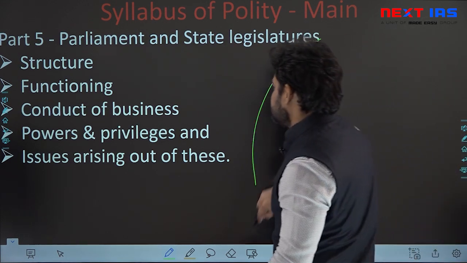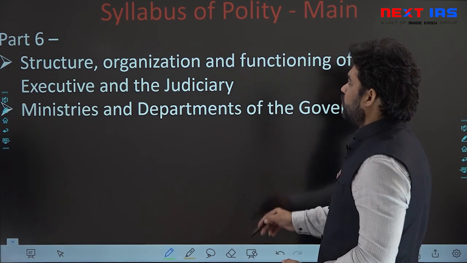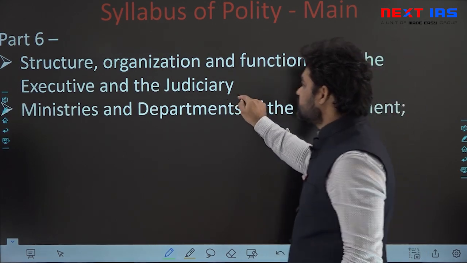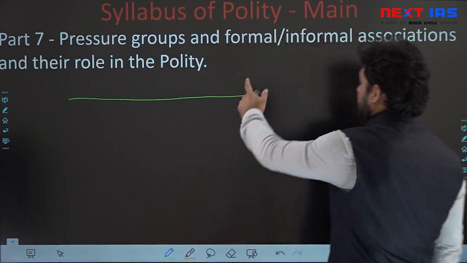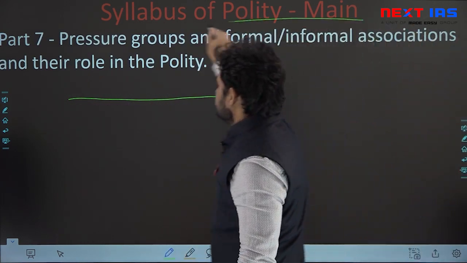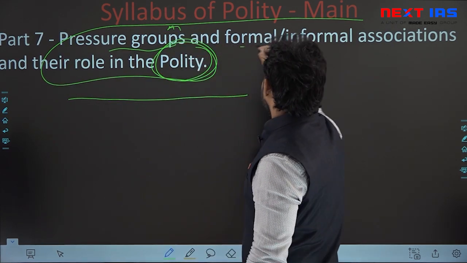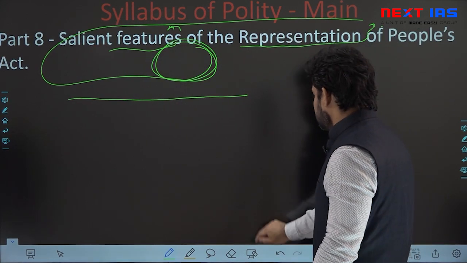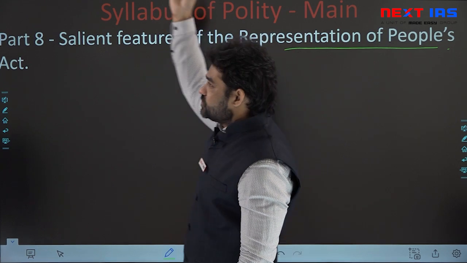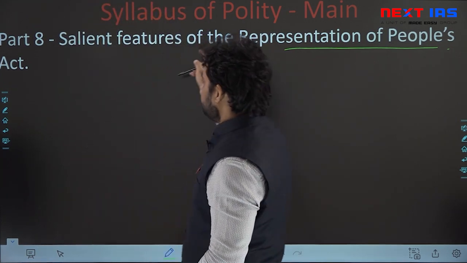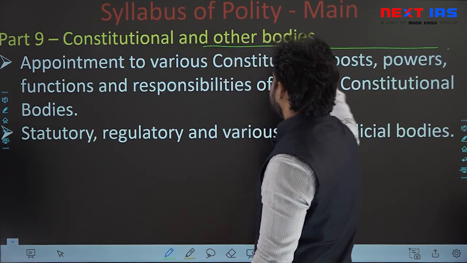Parliament and the state legislature. So one part is with respect to the legislature of the Union, the legislature of the state, and then we have the structure, organization, and functioning of the executive and the judiciary. So one is executive, one is judiciary, one is legislature. Pressure groups and informal associations, and their role in polity. So what is the role of the pressure groups and the informal associations in the polity? Along with this, salient features of the Representation of the People Act. So elections from Part 15 of the Constitution of India, as well as the Representation of the People Act 1950, 1951.